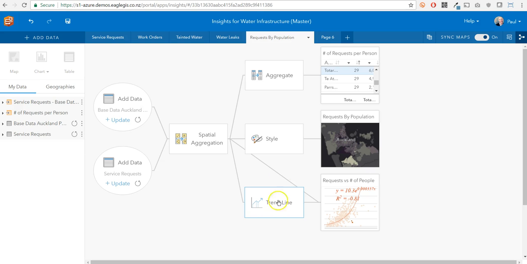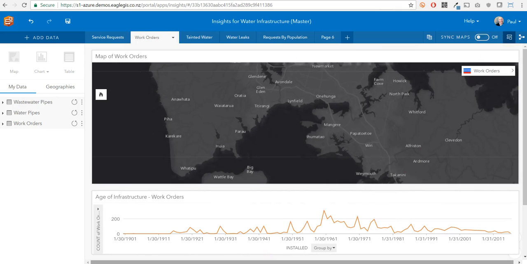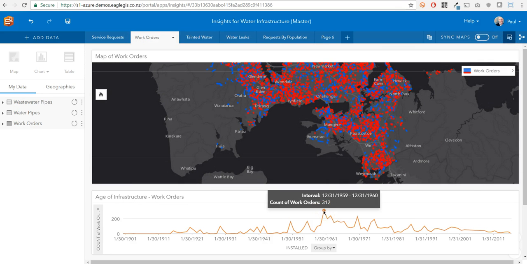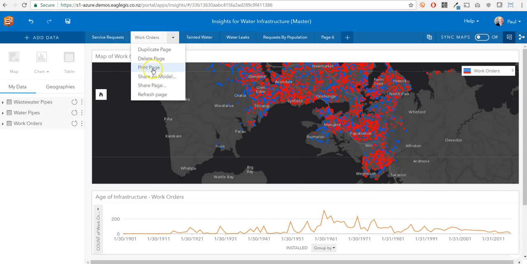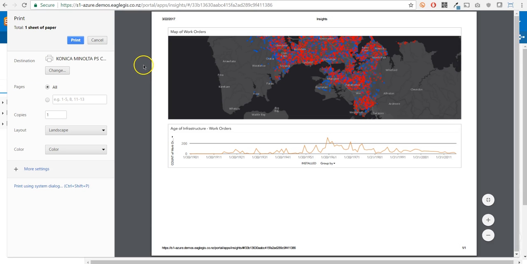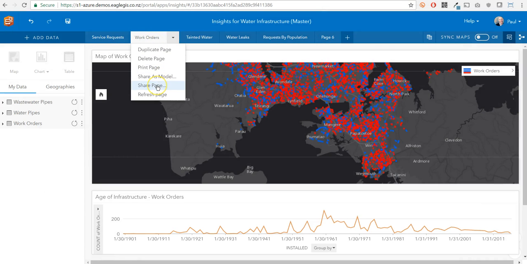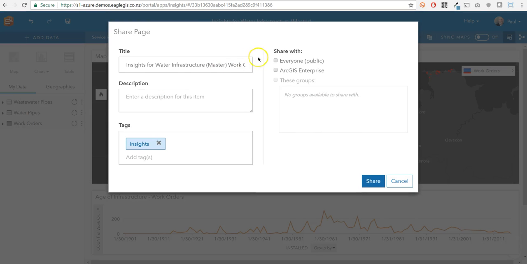With Insights, you can also enable anyone with a web browser to interact with the results of our analyses. Let's take a closer look. If we come back to our work orders over infrastructure age graph, we can share this output in a number of ways. Of course, we can print a static report that you might embed inside another document. But what we'd much prefer is to share the live analysis as a page. This way, anyone in my organization, or even the public, can have insights into the data.